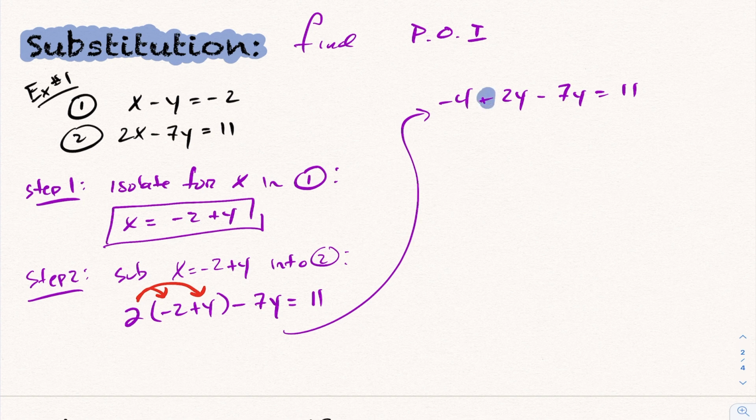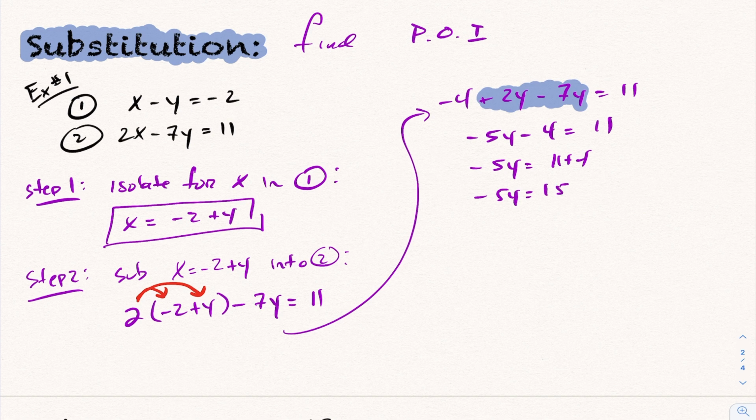Now we're going to collect like terms. So if I collect up my like terms here, I have 2y minus 7y is -5y, minus 4 is 11. And now you just have a basic equation to solve, right? Add 4 to both sides. You get 15. And solving for y, I get y is minus 3.